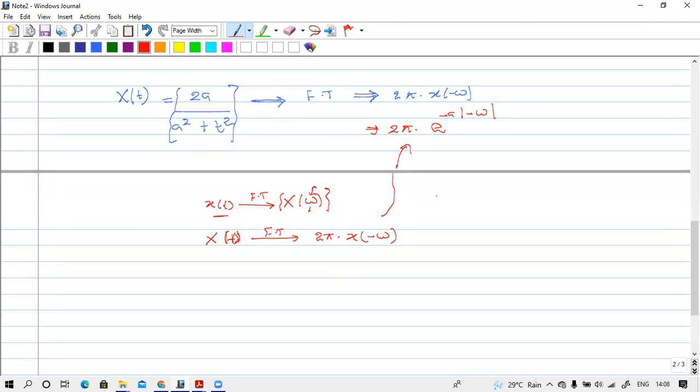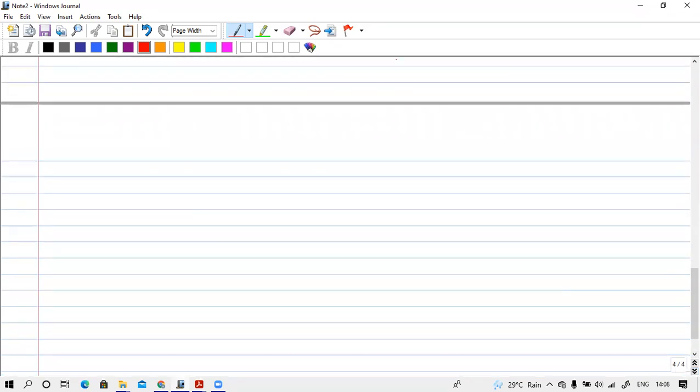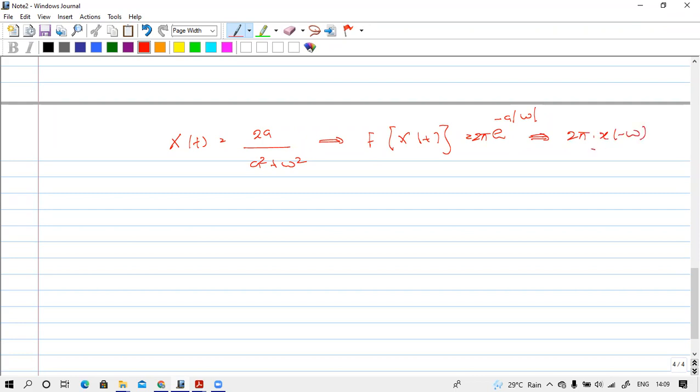You know that the absolute value of minus omega is again the same as omega, so we can write this as 2π e to the power minus a|omega|. The Fourier transform of this x(t) is 2a over a squared plus omega squared. So if we get the Fourier transform of this signal, we will get e to the power minus a|omega|, so 2π times x(minus omega). So this is the duality property. I hope you can understand it.